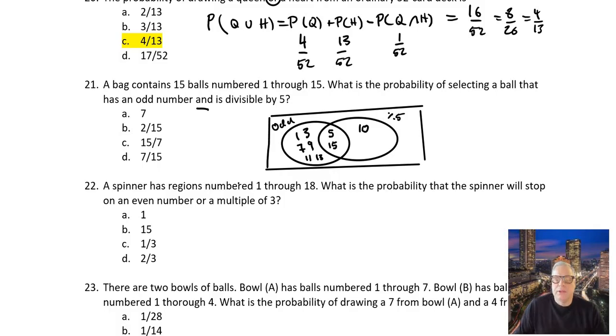So now it is this intersection. So it is 2 out of the 15.